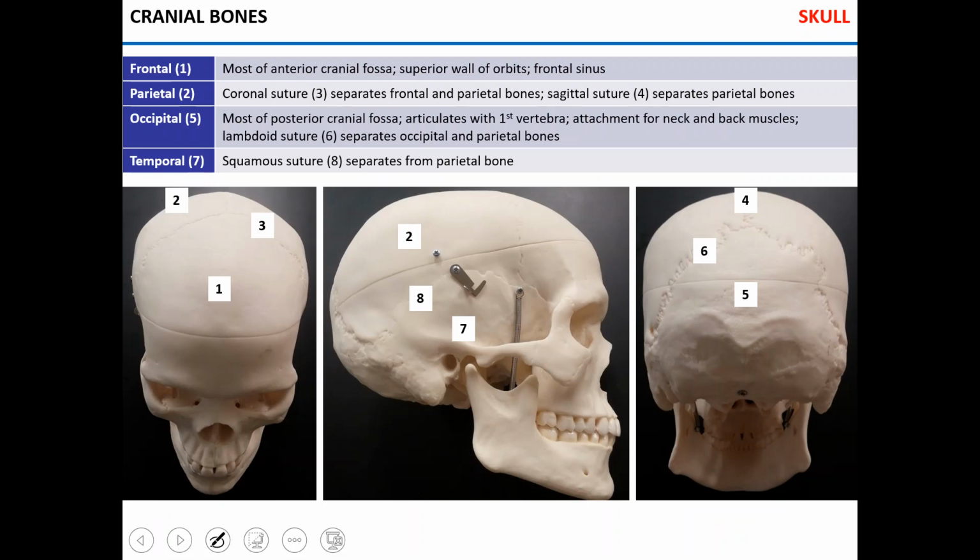So there are four different types of bones that form the cranium, the flat bones here. The first one is frontal bone, parietal bone, occipital bone, and temporal bone.